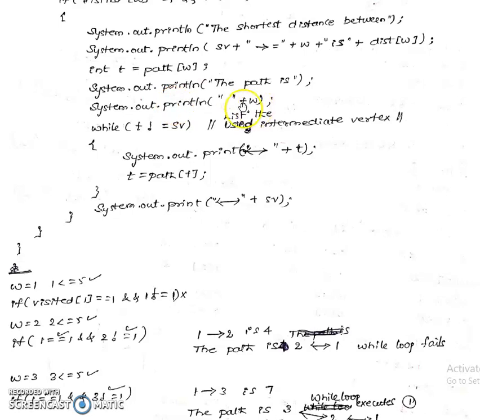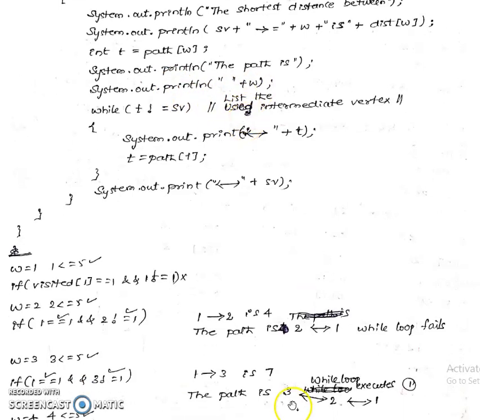So that's why the path is printed with System.out.println. First you are going to print w. w is 3. Once after printing the 3, it is going to check the condition t not equal to SV. What was the t value? t value means path of w. Path of 3 is equal to 2. So you get 2 not equal to source vertex. The condition is true. System.out.println, arrow followed by the value of t. The t value was 2, that 2 you are going to print here.